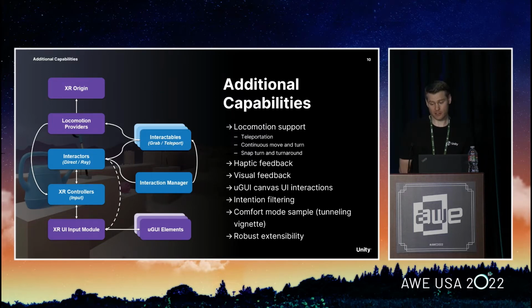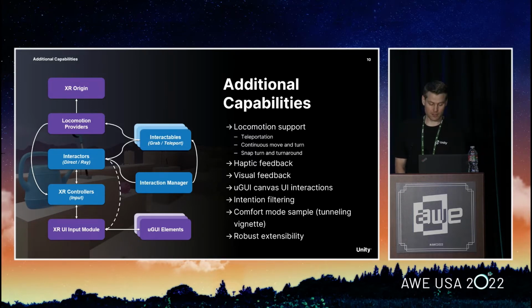On the interactors themselves, we've provided some simple haptic feedback mechanisms. So you have the ability to customize intensity and duration for all of the different types of interactions that will happen. If you're hovering over something, you might want a light bump of the controller. If you want to pick up something and you want it to be more intense, you can customize that.